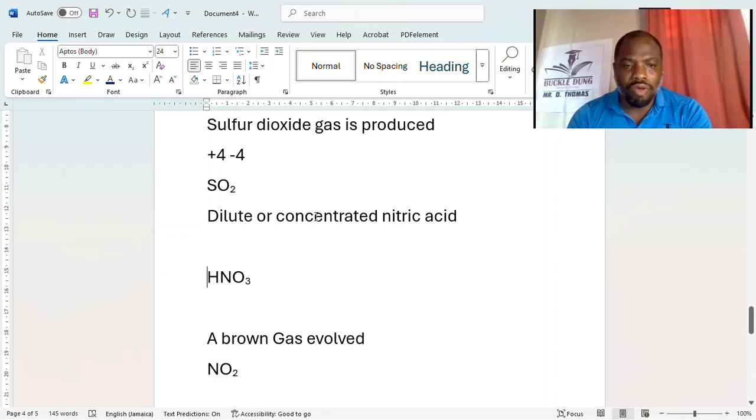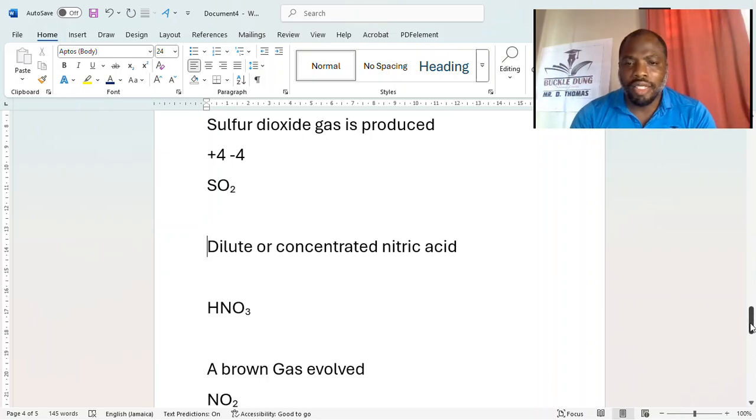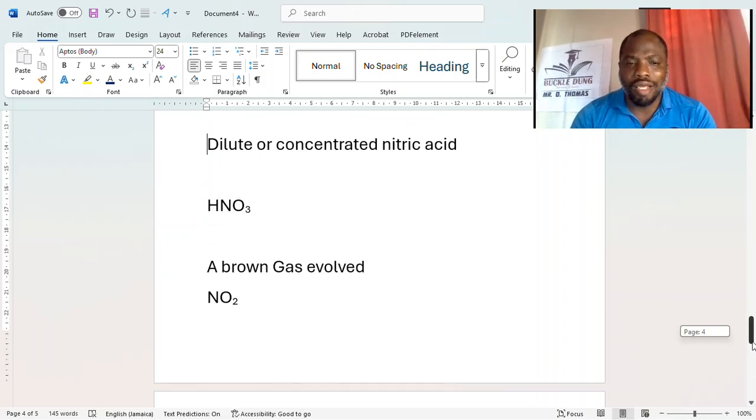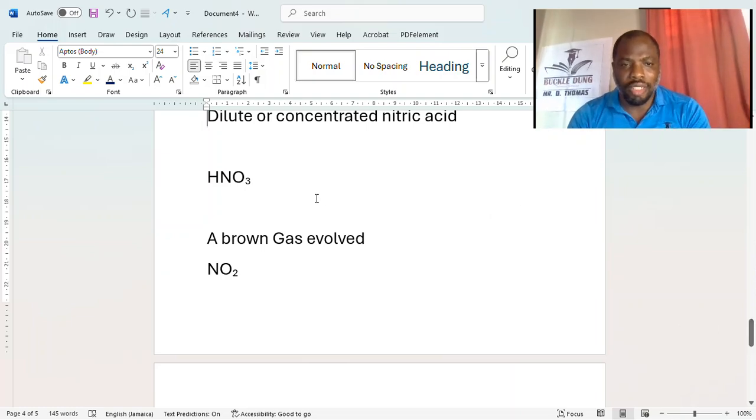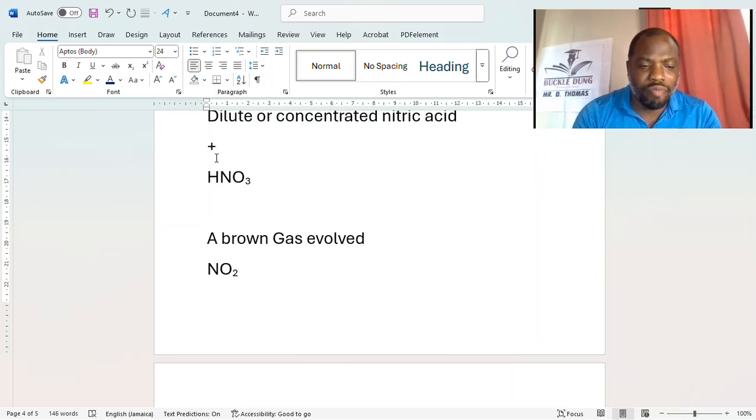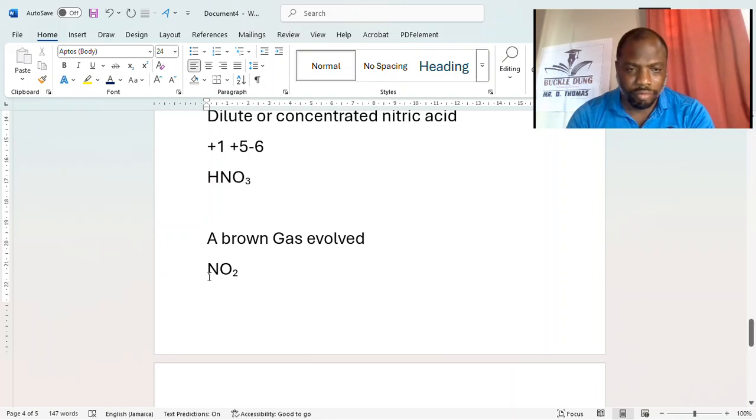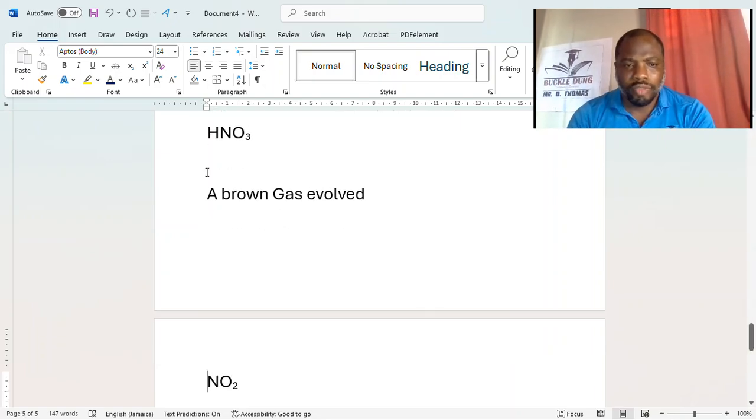So when we look at dilute concentrated nitric acid, it too can act as an oxidizing agent. And so when we look at this, we recognize this would have been a +1. Matter of fact, that oxygen, how much is that? 3. So we know that that is a -6. So we know the nitrogen in this case is a +5.